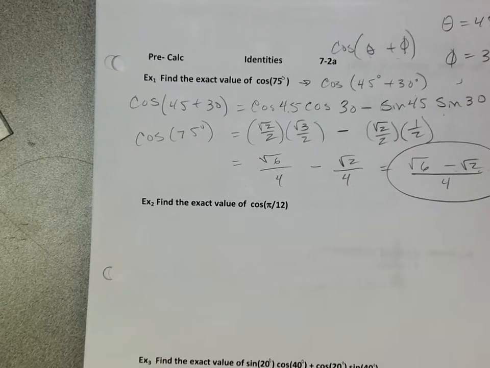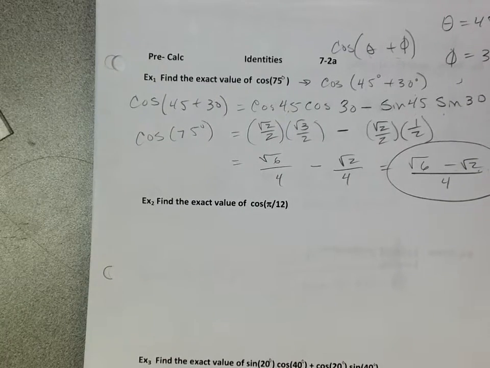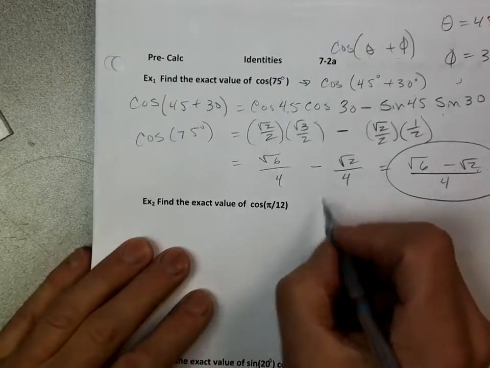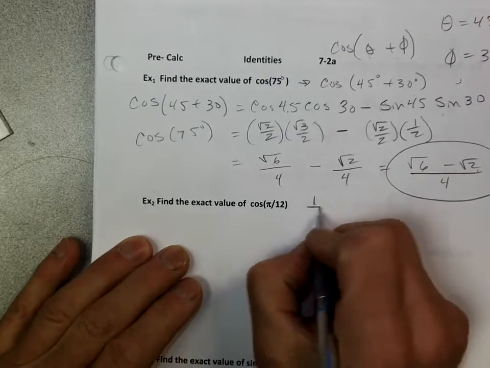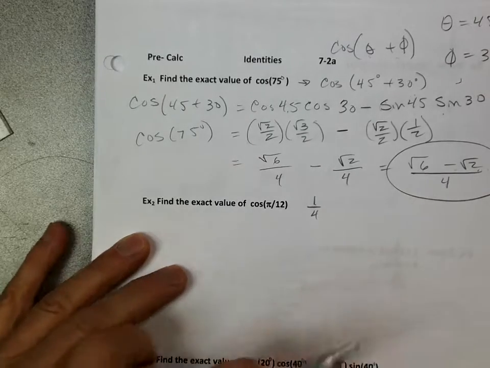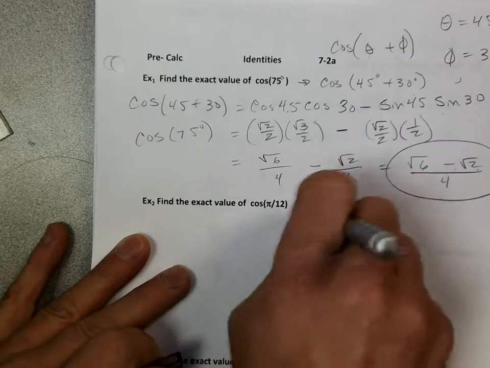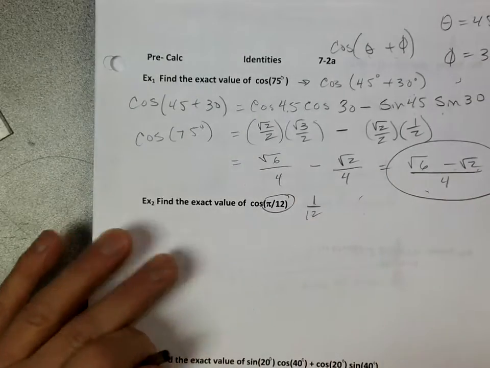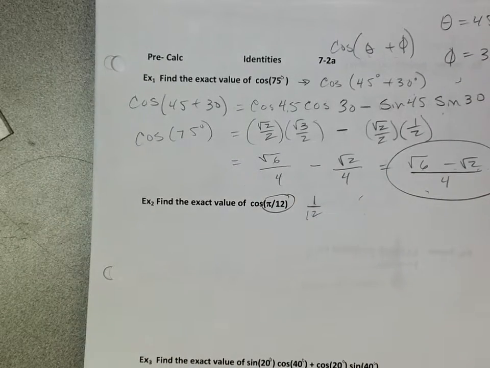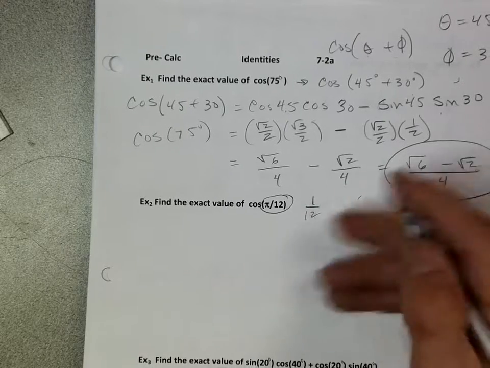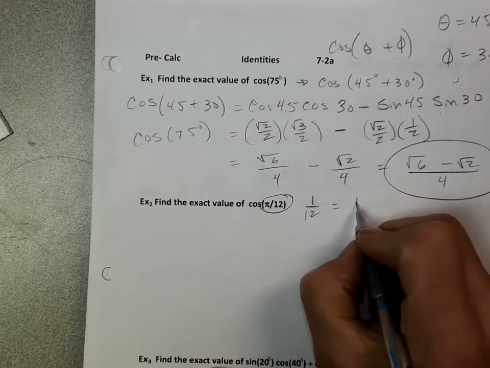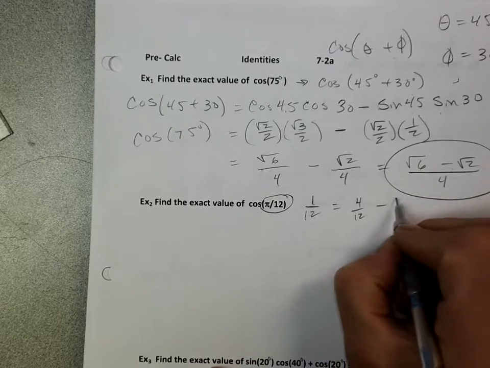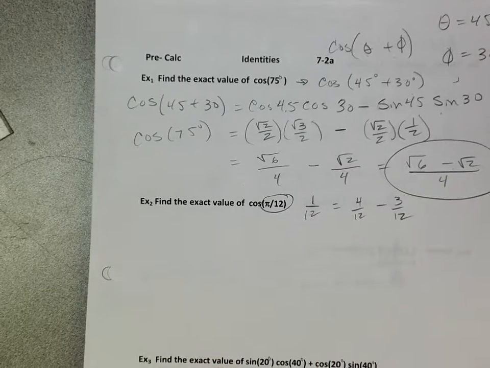Cosine of pi twelfths. Now, pi twelfths is not on the unit circle, but we've got to think fractions, like 1/12th. So, how can I make a 1/12th? I'm just thinking of the pi twelfths as a fraction, 1/12th. Well, I'm thinking if I go 4/12ths minus 3/12ths. So, I'm thinking this is the same thing as 4/12ths minus 3/12ths.